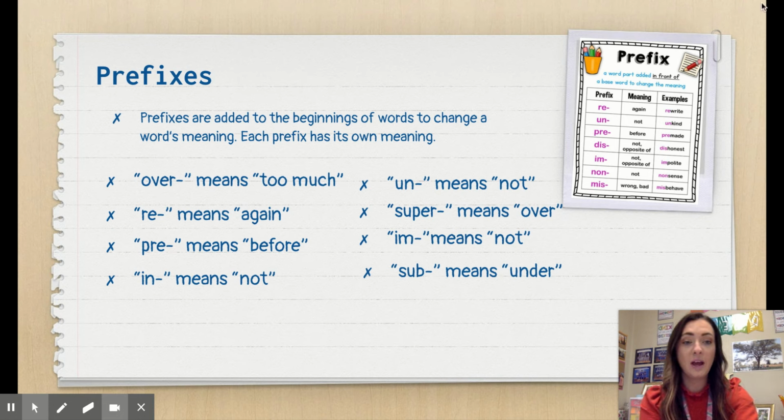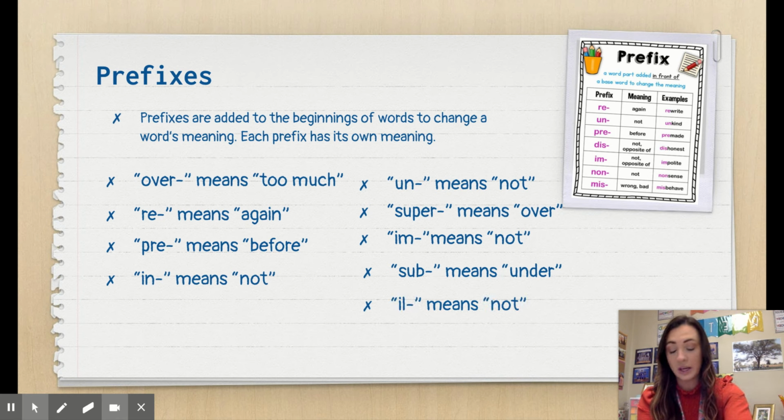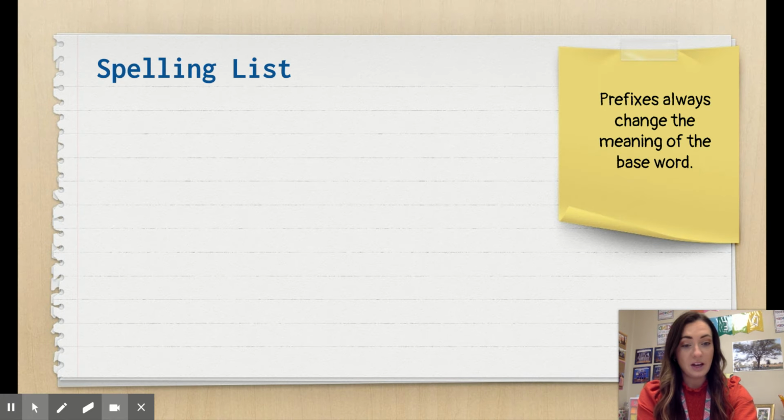So when you add prefixes, you add them to root words already. So if you look over in this example, they gave examples. For example, rewrite. Our root word would be write, and then you add the prefix to the base word to change the meaning of it. So let's go through. Oh, I've got one more. I almost forgot about ill. Ill also means not. So a lot of these words mean just to tell you the opposite. If you add the prefix, it gives you the opposite word. So for example, illegal means not legal. Now we can go on to our spelling list.